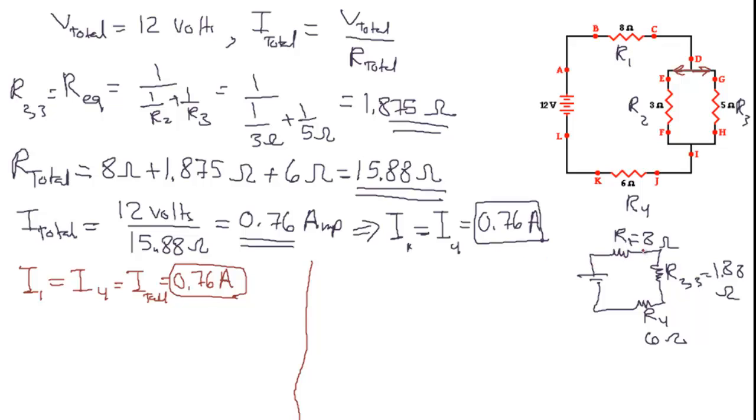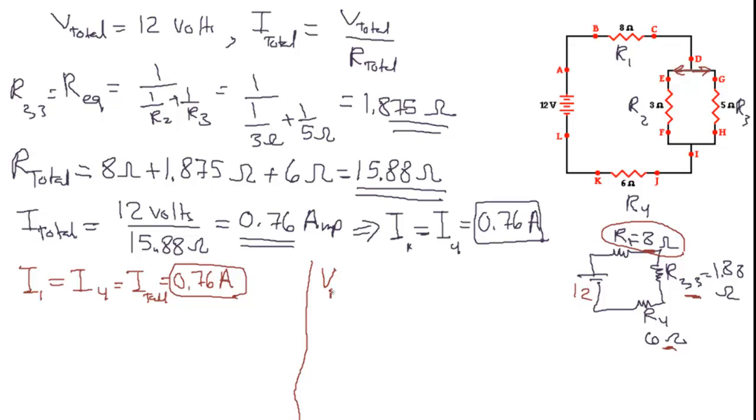So there will be voltage drop across the 8 ohm resistor, then voltage drop across the equivalence of resistance 2 and 3, and then the voltage drop across the 6 ohm resistor. And the sum of those voltages will be equal to 12 volts. Now how much voltage will drop across the 8 ohm resistor? How much voltage will the 8 ohm resistor get?